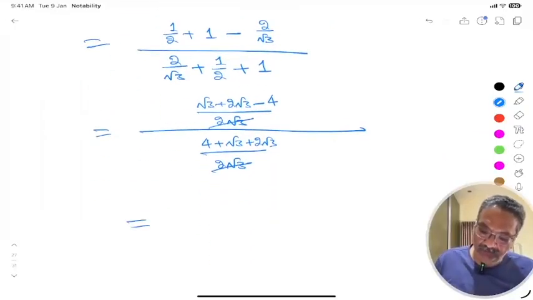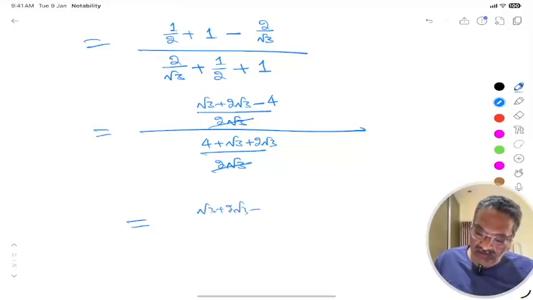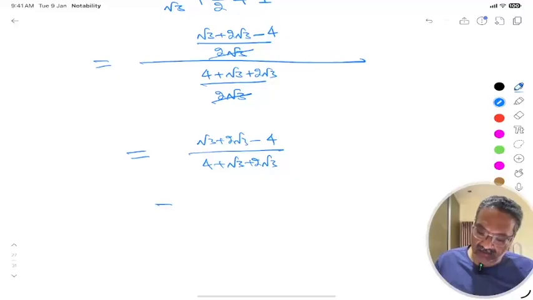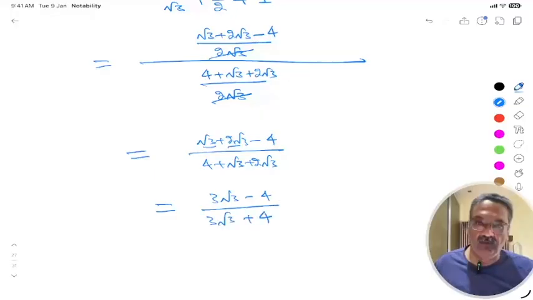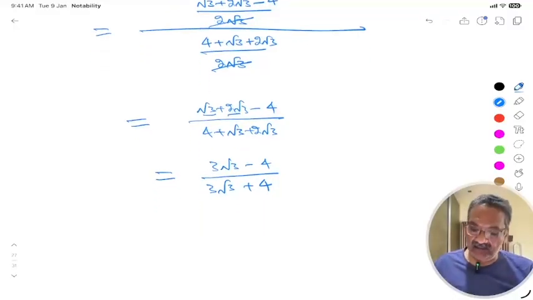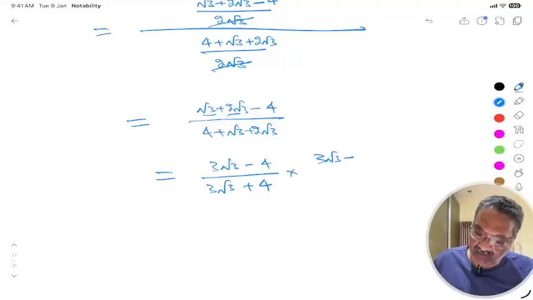You are left with 2 root 3 plus 2 root 3 minus 4 divided by 4 plus root 3 plus 2 root 3. Okay, this is nothing but root 3 plus 2 root 3 is 3 root 3 minus 4 divided by 3 root 3 plus 4. Okay, you can rationalize this, 3 root 3 minus 4 divided by 3 root 3 minus 4.